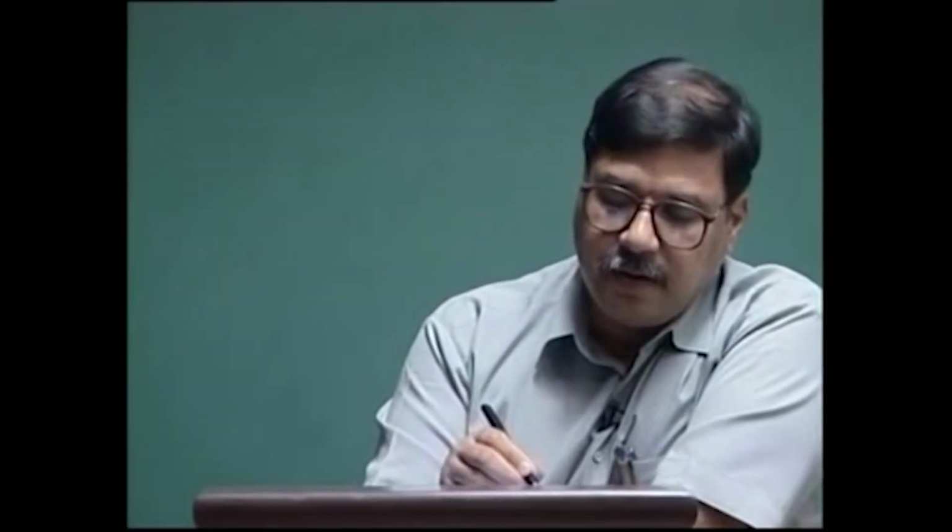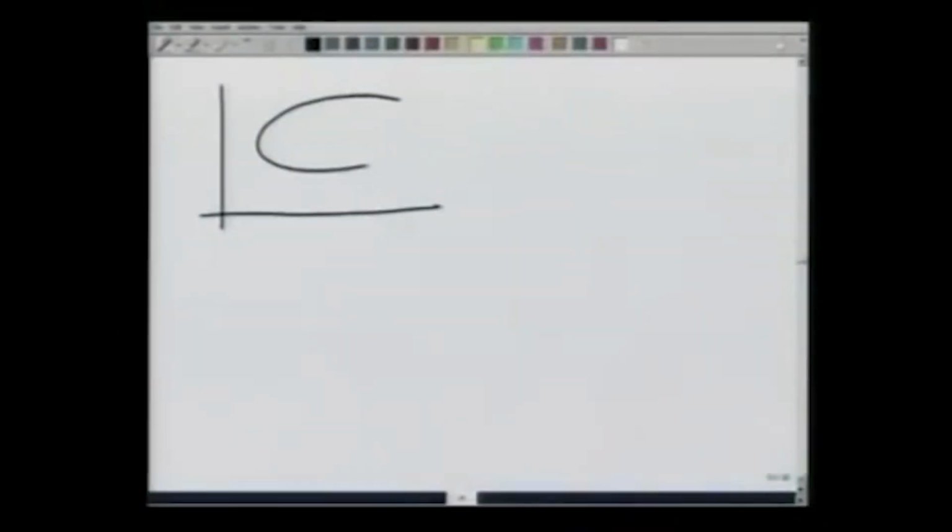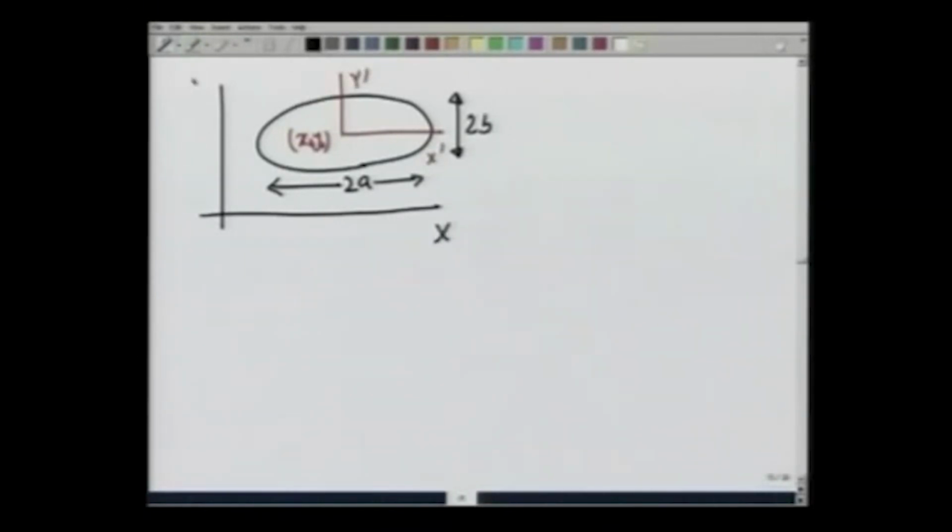As an example of the application of the transfer theorem, let us take the case of an ellipse with its length being 2a and this being 2b, with its centroid at point x 0 y 0, and calculate its second moment of area and product of area with respect to the xy axis shown here.